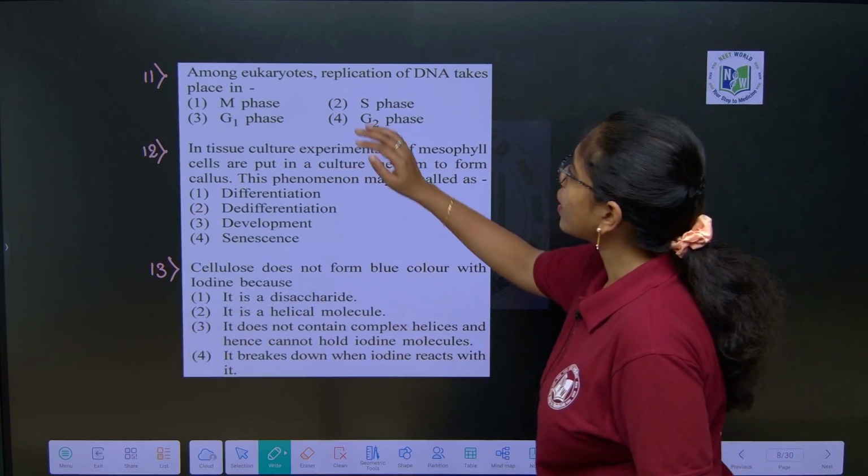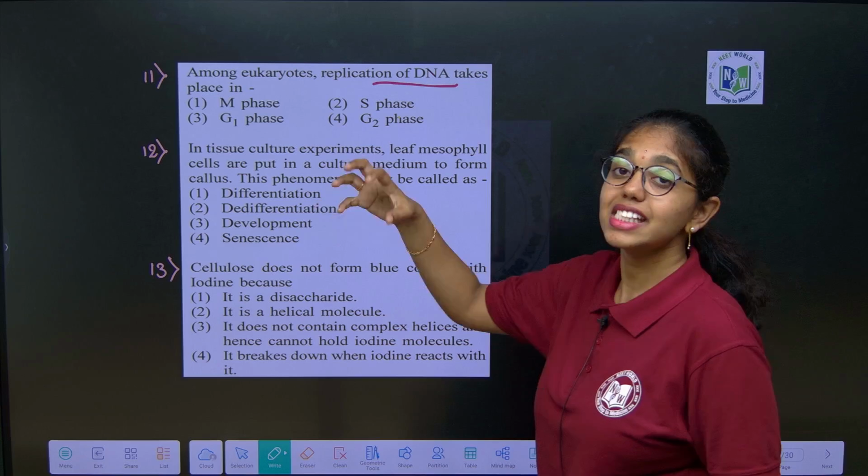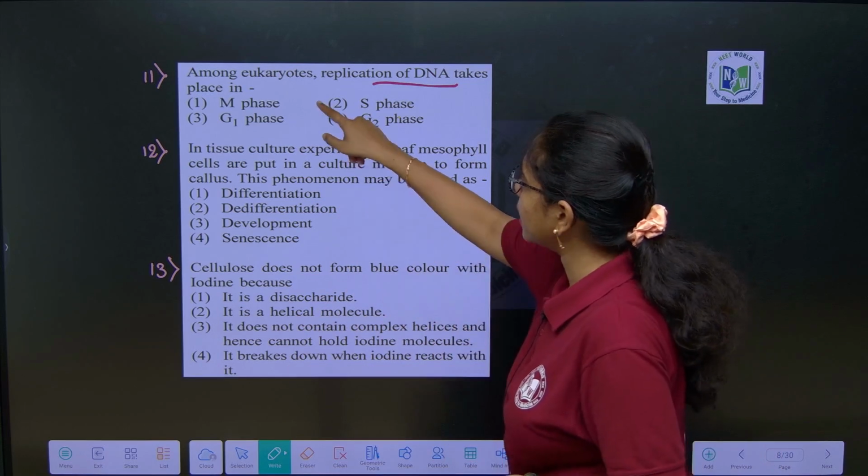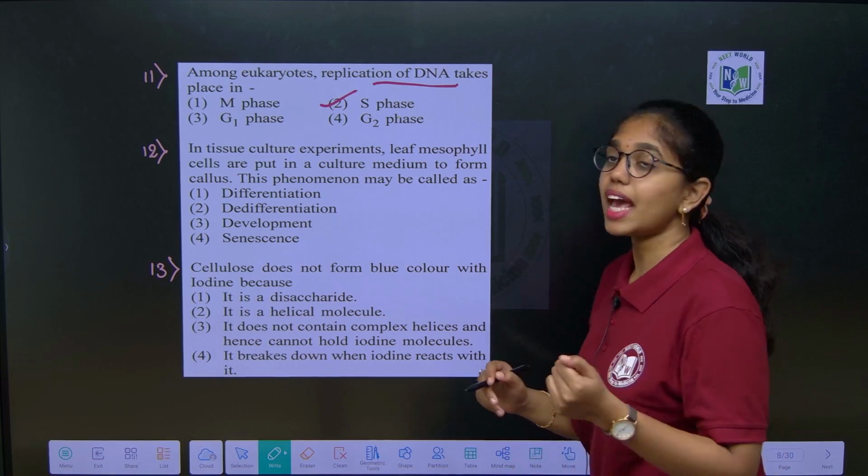Next, among eukaryotes, replication of DNA inside the nucleus and centriole duplication in the cytoplasm take place in the S phase. In which phase? S phase.